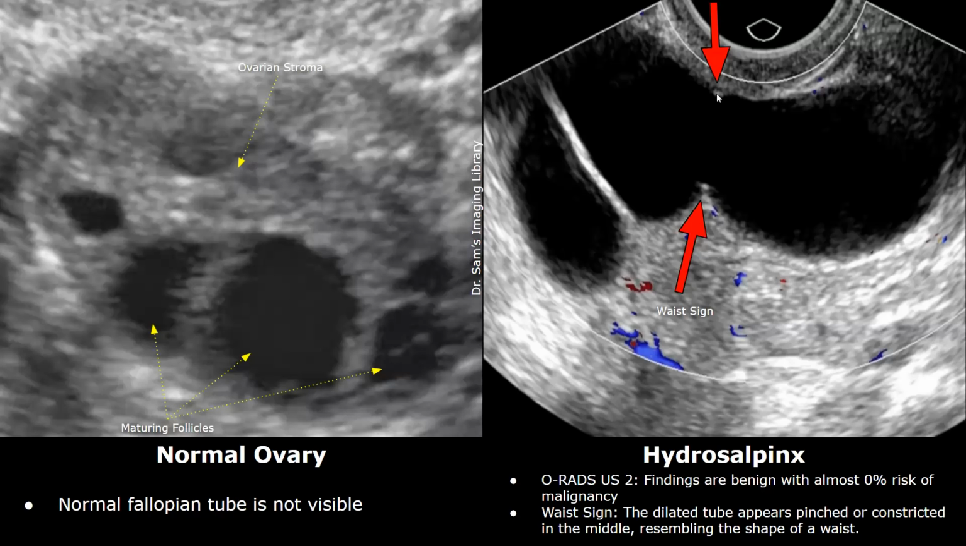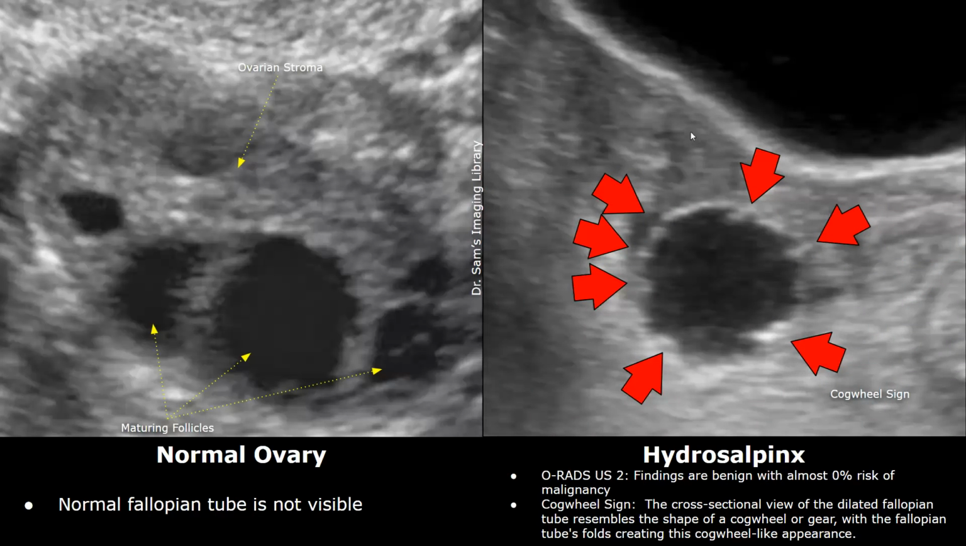In a transverse view of the dilated fallopian tube, a cogwheel or gear sign is seen. This wall irregularity of the fallopian tube is due to the folds within the wall, which gives a cogwheel-like appearance. Hydrosalpinx falls under O-RADS 2. These findings are benign with almost 0% risk of malignancy.